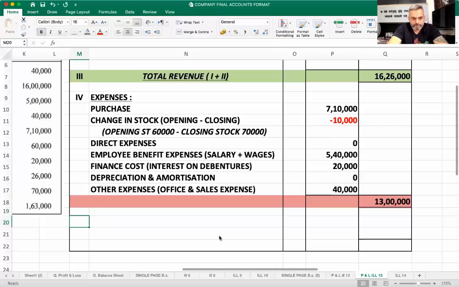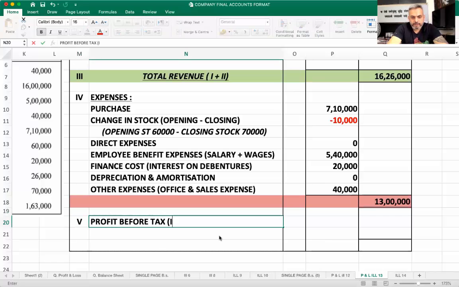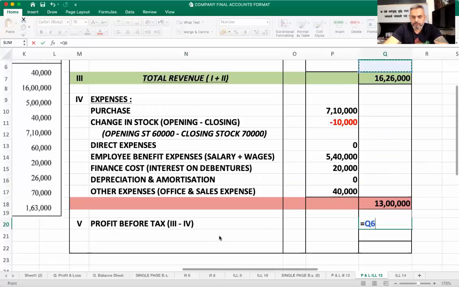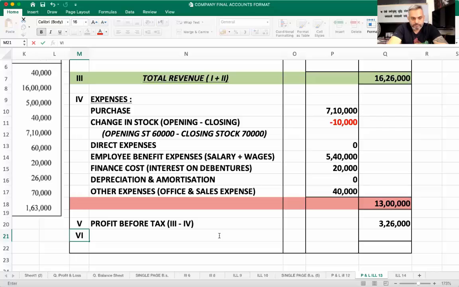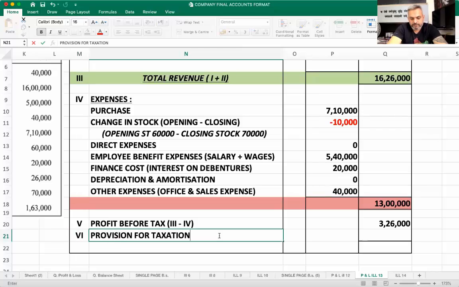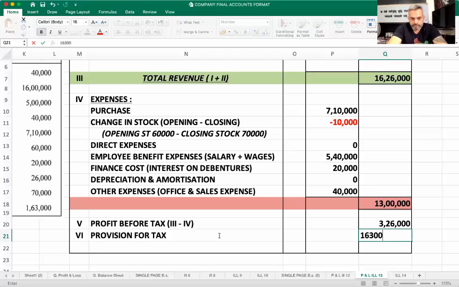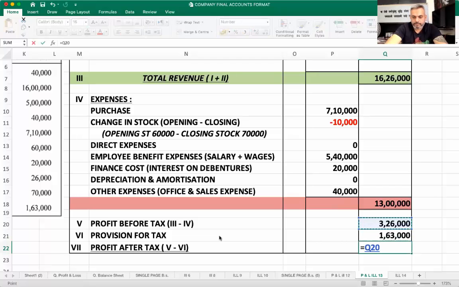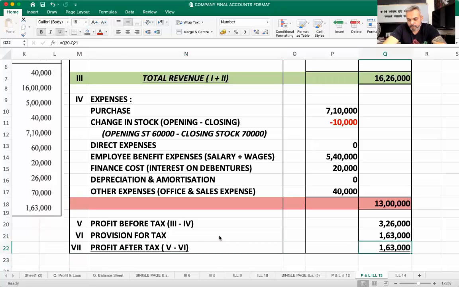So now we have fifth, profit before tax, third minus fourth, which is 16 lakh 26,000 minus 13 lakh. So 3 lakh 26,000. Provision for taxation or for tax already given 1 lakh 63,000. So what we are left is profit after tax, which is fifth minus sixth. It is 3 lakh 26,000 minus 1 lakh 63,000. So it comes to 1 lakh 63,000.